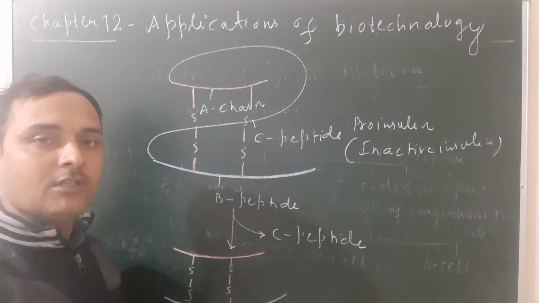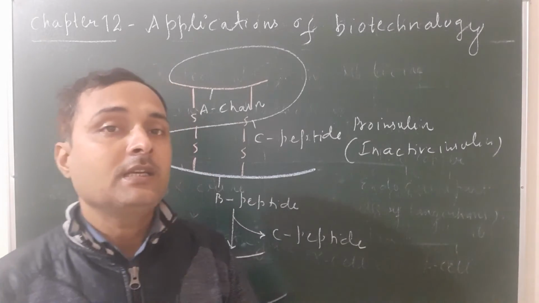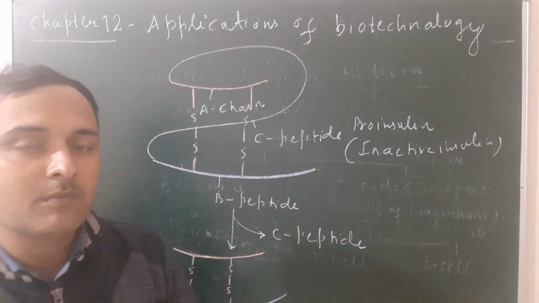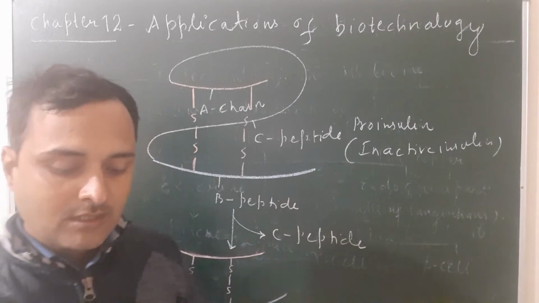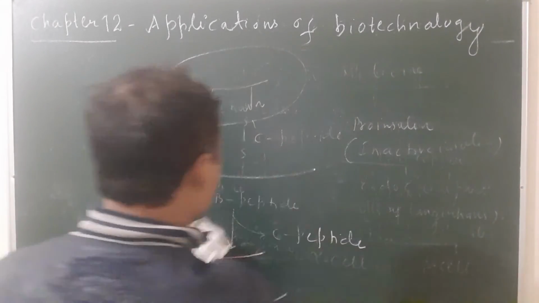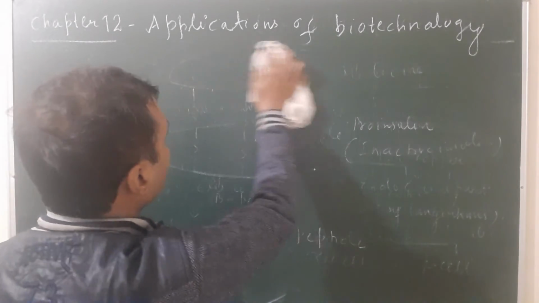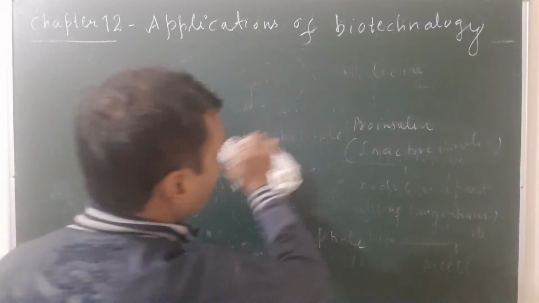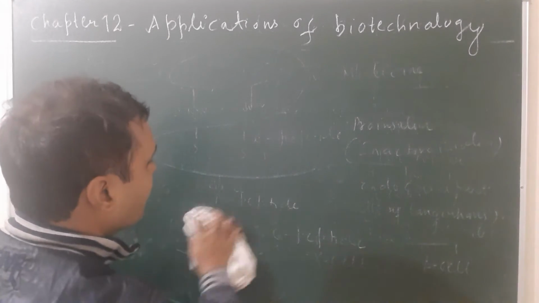So this is all about insulin. Once again, what is insulin? Insulin is a hormone secreted from the beta cells of the islets of Langerhans in the pancreas. It helps to decrease the blood sugar level by converting glucose into glycogen, which is stored in the liver. Scientists also tried to produce insulin by biotechnological methods, because earlier insulin was isolated from slaughtered animals like cattle and pigs, but it caused allergy. So this method was not accepted for a long time.